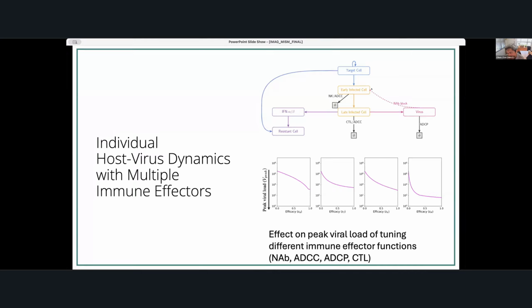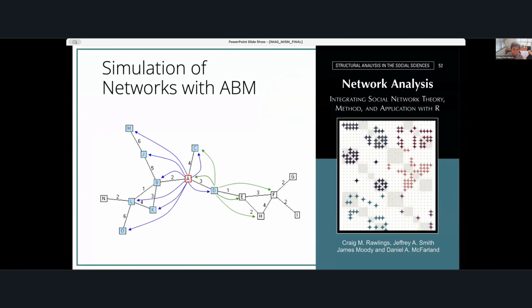And then what we're interested in is, if you tune these parameters, either singly or in combination, what is the effect on things like peak viral load, time to clearance of a viral infection? So this is a model that predicts basically viral load trajectory in an individual person. And then we position this person within a network, and so we want to understand who they talk to, who they interact with, and how these contexts are dynamic and made and broken over the course of infection.